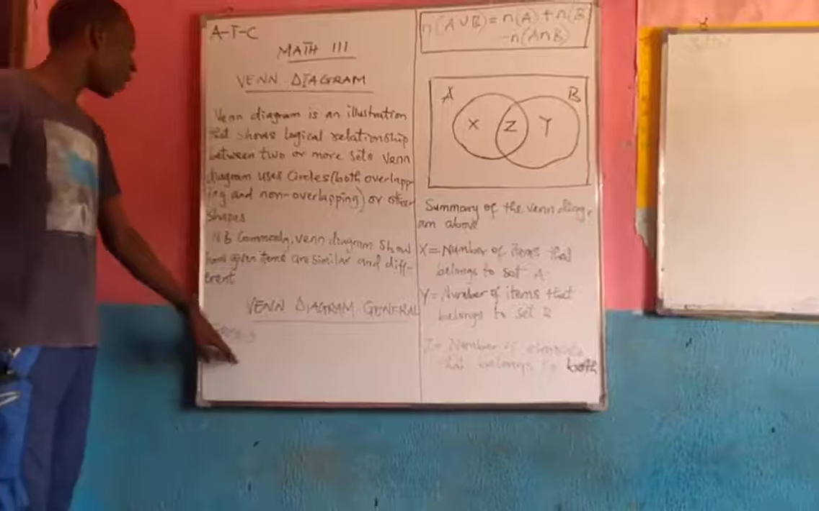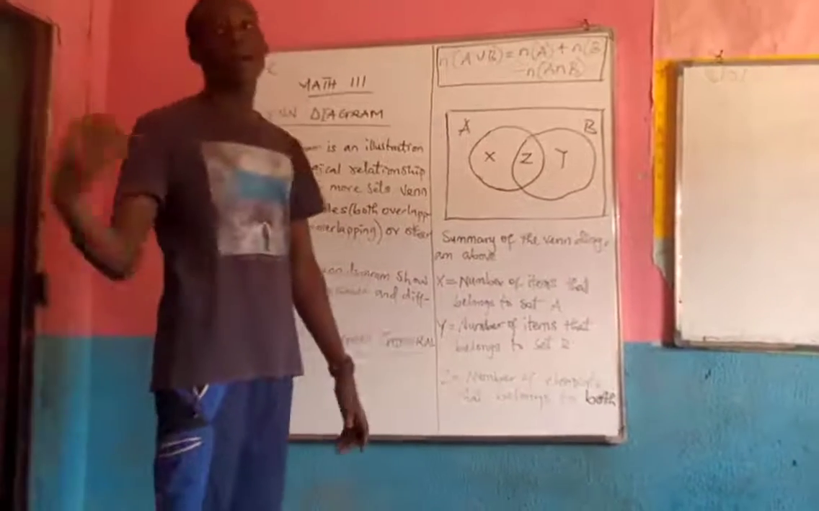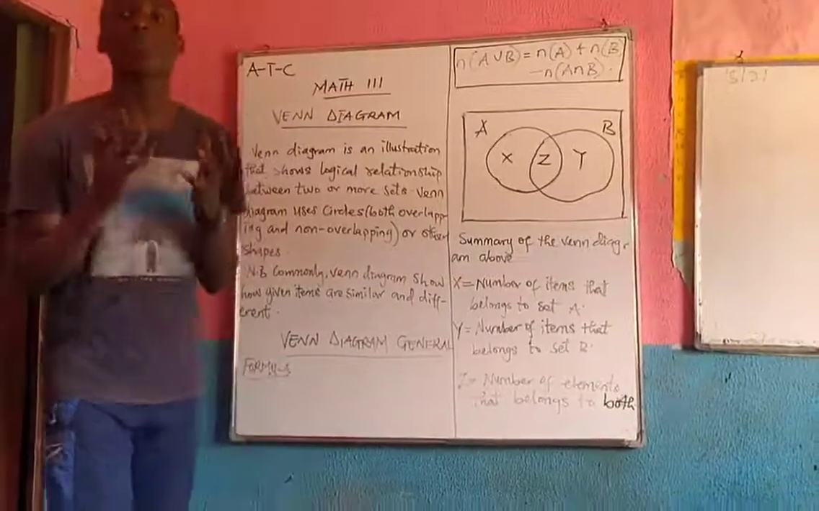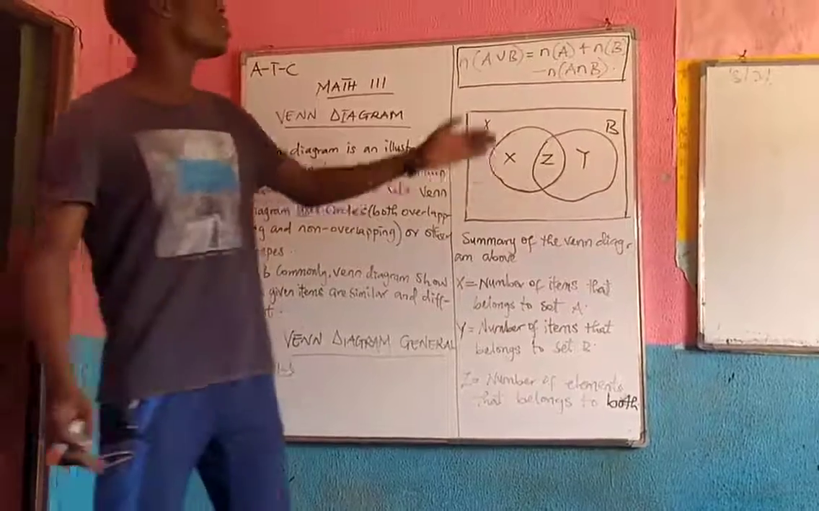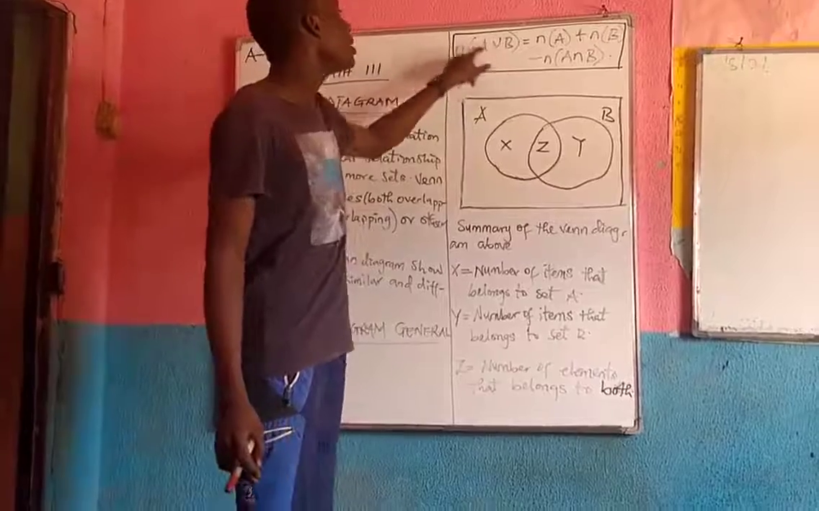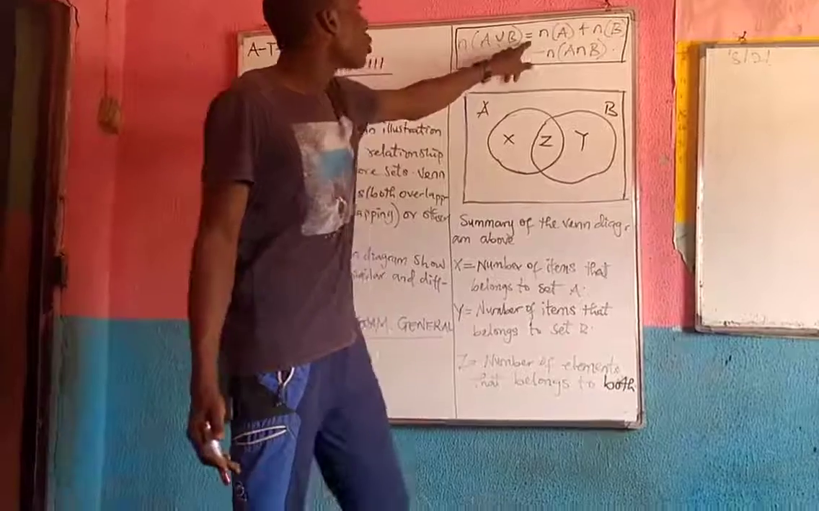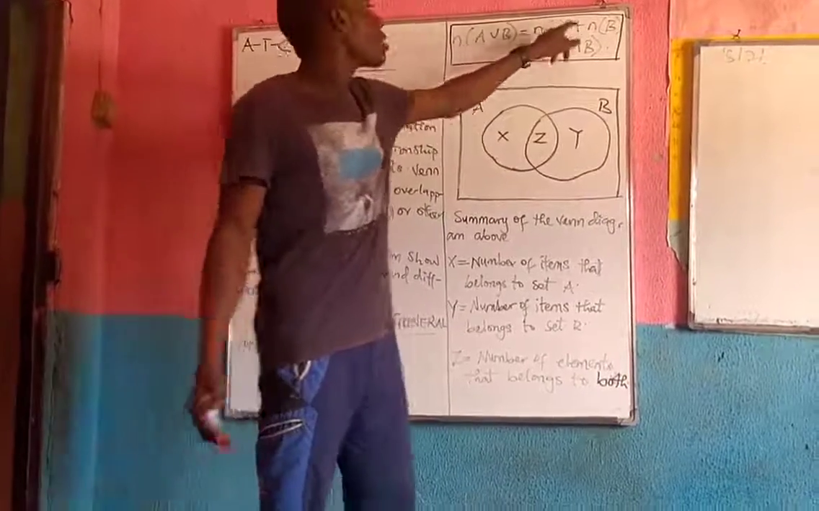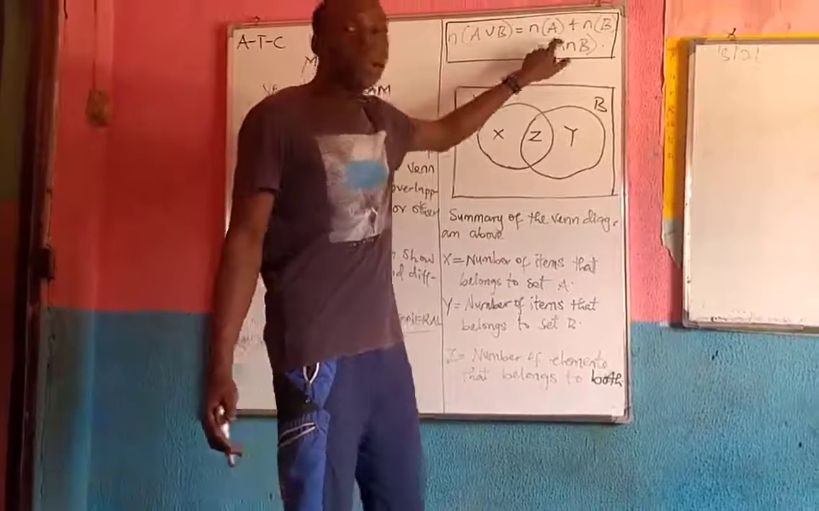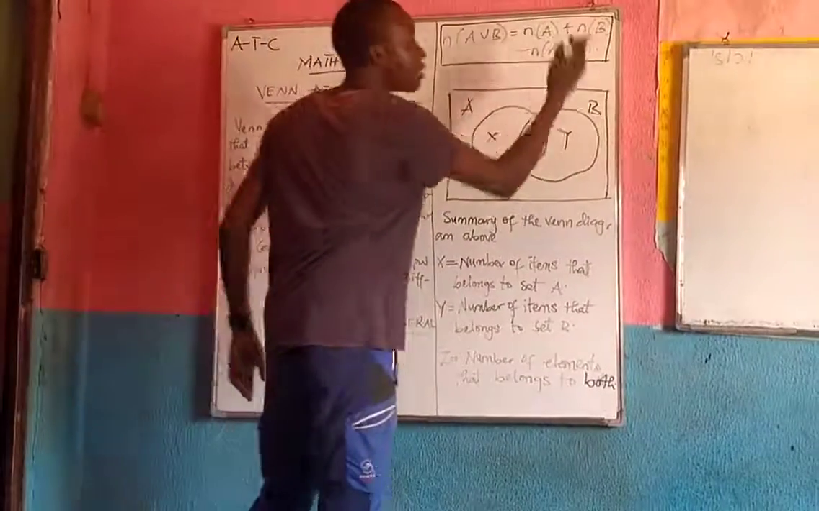Now, the Venn diagram general formula. There's a formula that is used to express a Venn diagram. If you are given a particular question and it involves a Venn diagram, you are asked to represent it on the Venn diagram, you make use of this formula. n(A union B). This n here means the number of elements in A union B equals the number of elements of A plus the number of elements of B minus the number of elements of A intersect B.